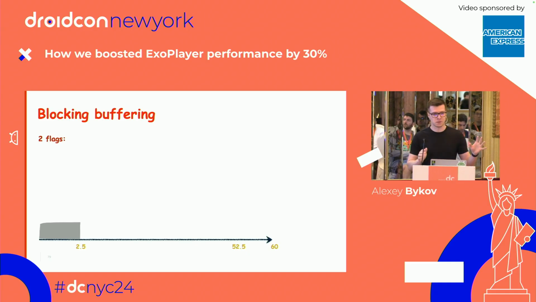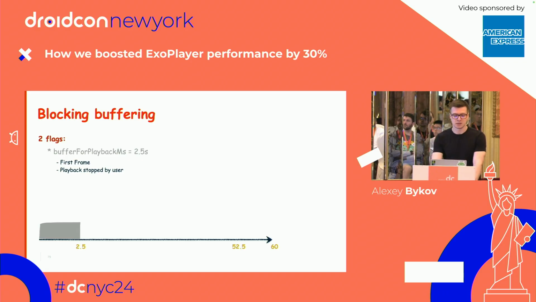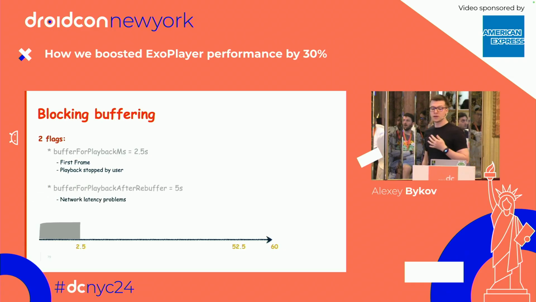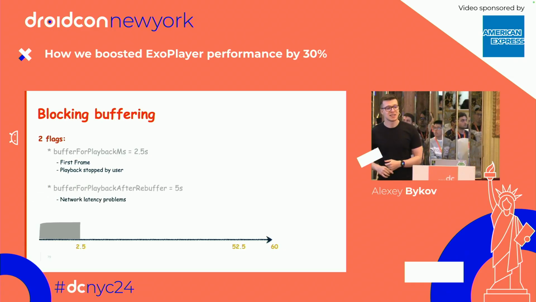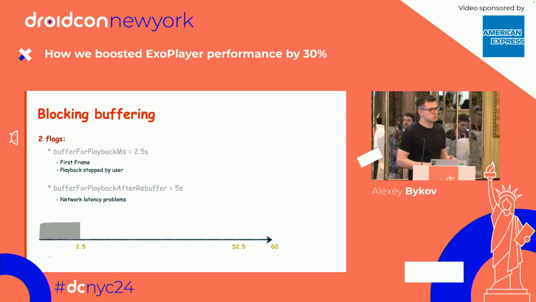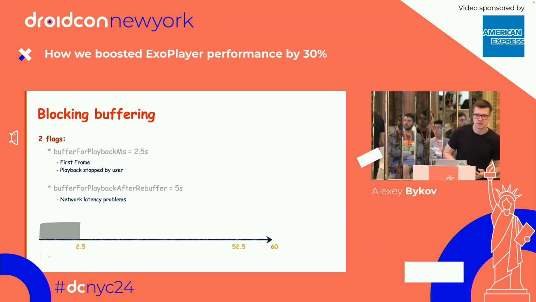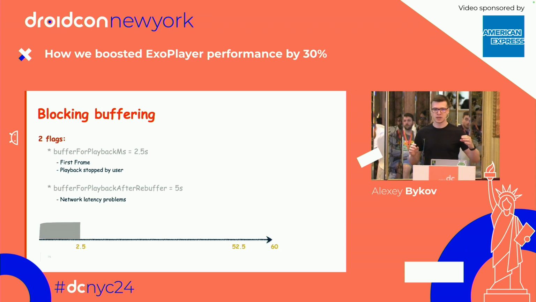For blocking buffering, there are two very interesting flags. The first one, buffer for playback, actually takes place in the first frame, and if playback has been stopped by the user. The next one is buffer for playback after rebuffer, which is 5 seconds by default. And it's mostly about network latency problems. So if something has happened with the network, ExoPlayer is going to next time preload 5 seconds, just to reduce rebuffering.